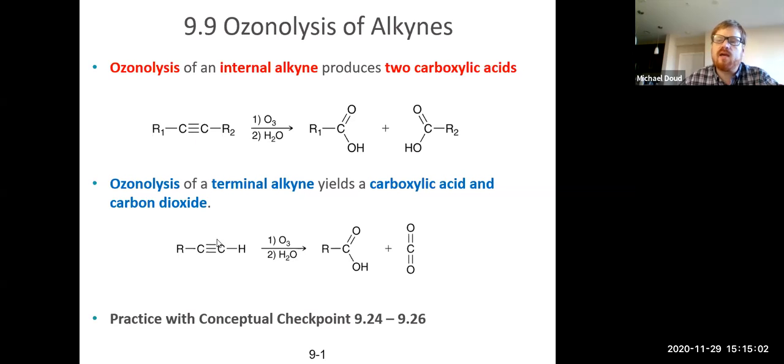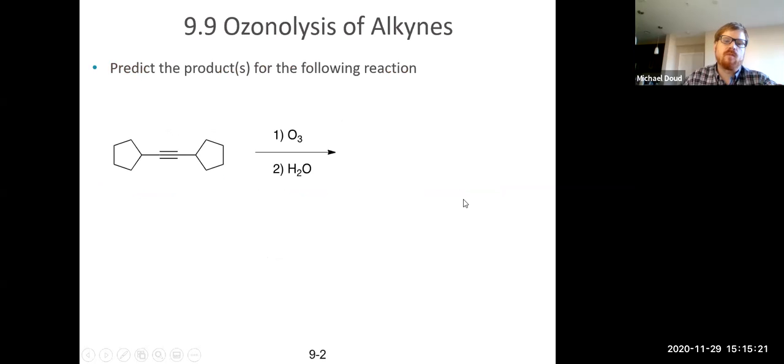So that's that. Now, one thing that is different is if you have a terminal alkyne, the terminal carbon would form formic acid, but formic acid isn't stable in the presence of ozone. So it actually forms carbon dioxide. Just keep that in mind: as you do this, if you have a terminal alkyne here, this part is going to become the CO2. This part becomes the same carboxylic acid. You don't have to worry about that.